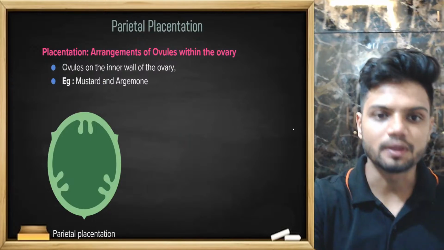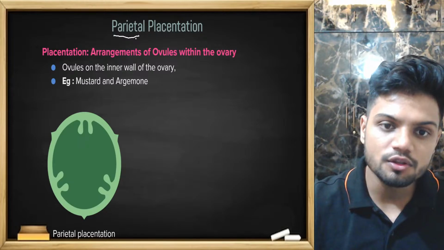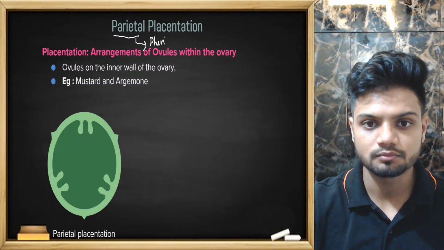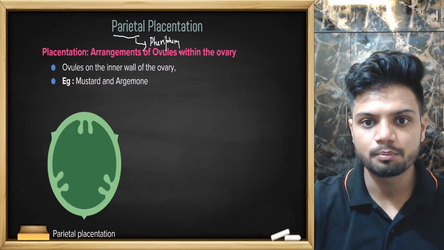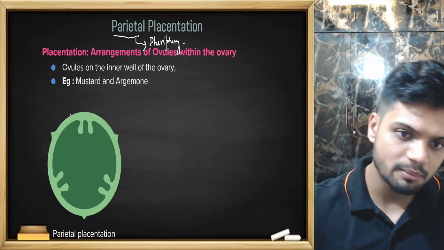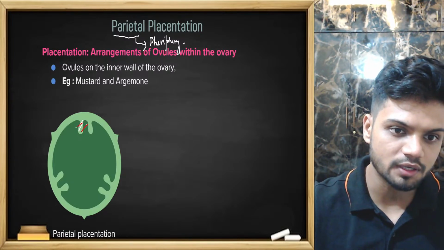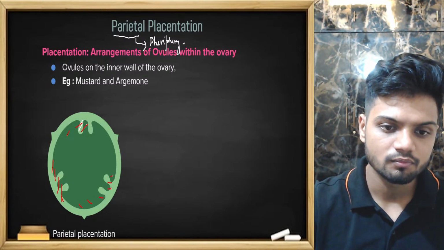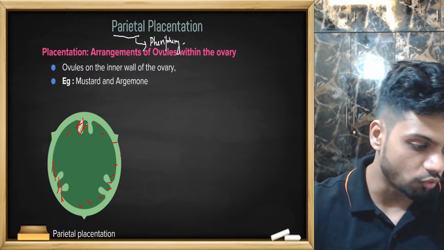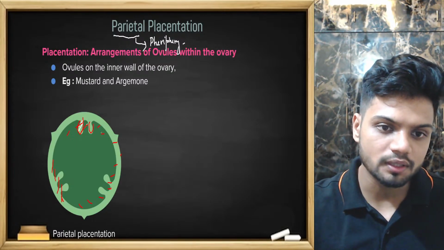Now, next one is parietal placentation. Students, when you think of parietal, always remember peripheral, periphery. What is the meaning of periphery? Periphery means the outer part, the outer layer. So all the ovules are born at the outer wall here.